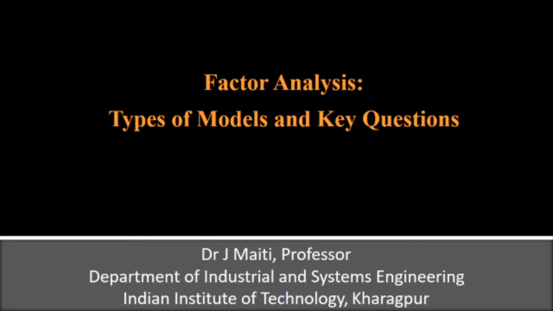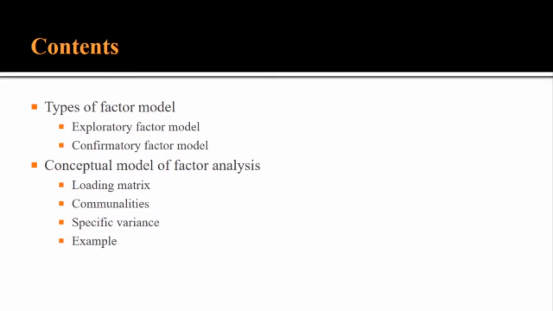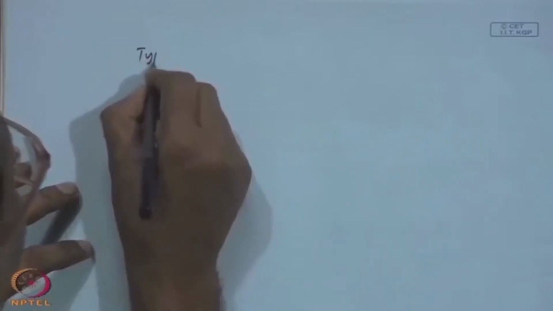Today we discuss types of models and key questions. We discuss exploratory as well as confirmatory factor models, loading matrix, communalities, specific variance with examples. Let us see the next. We are saying the types of factor model.